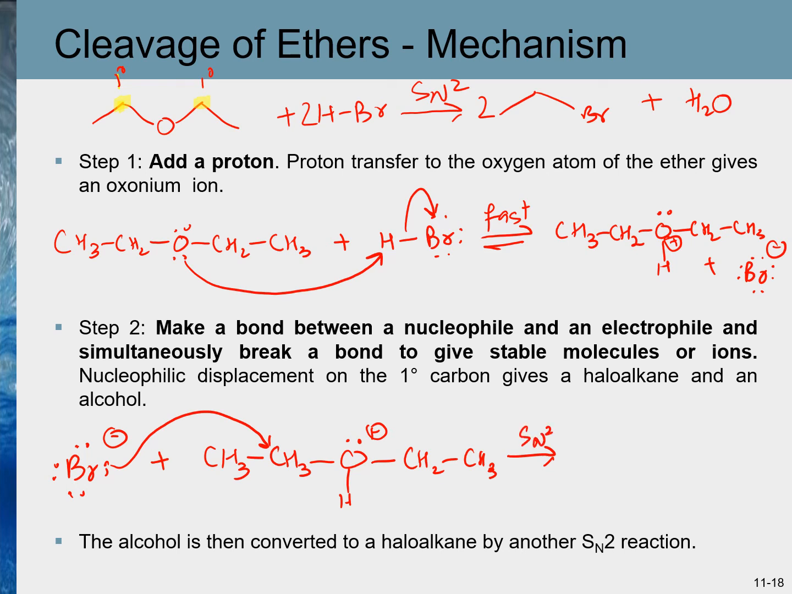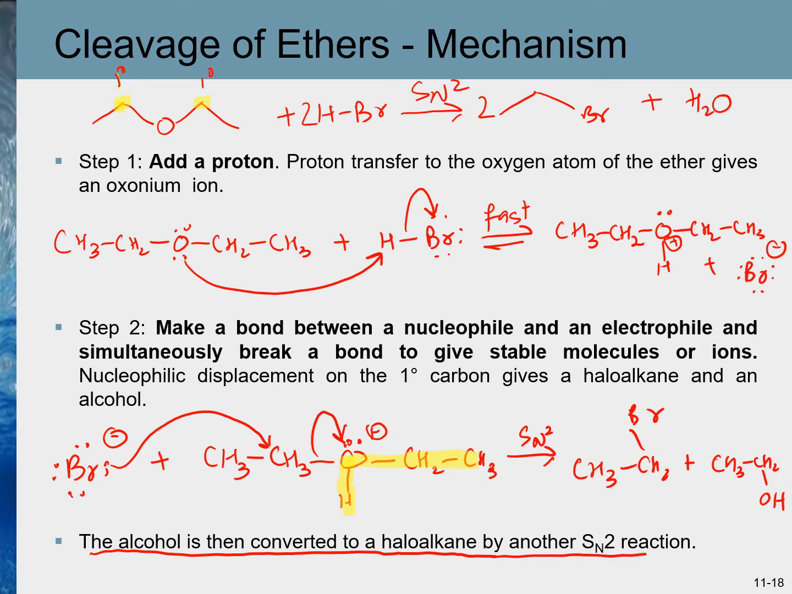So bromide, the nucleophile, will attack from the back, and the leaving group is the entire alcohol molecule. So this entire molecule is the leaving group, and this reaction will result in formation of an alkyl halide and an alcohol. So if another mole of HBr is present, then the alcohol which is generated in step number 2 will react again, and it will form another haloalkane by another SN2 reaction.